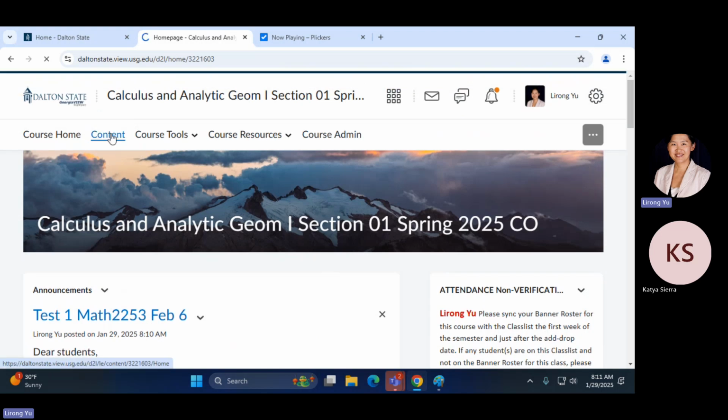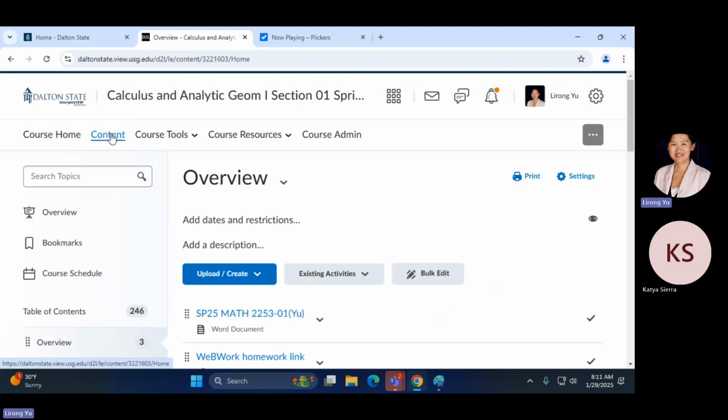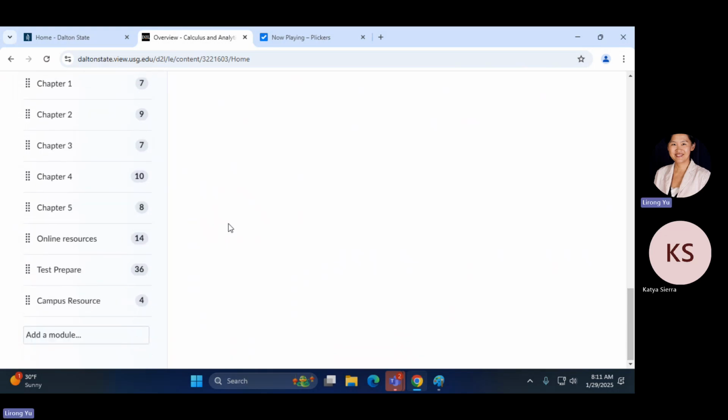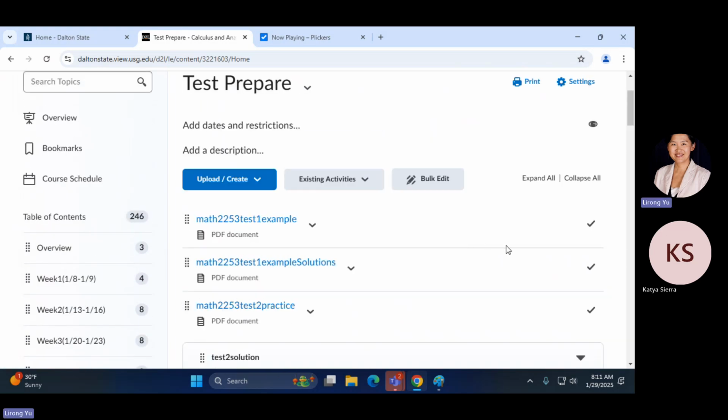All right, another thing about test preparation: I posted a test folder on Georgia View. If you open up content to the left, you can see test preparation. I posted a couple of practice questions for us to see how the test is organized and what kind of questions will be on it. If you look at the first two files, this is an example of what kind of questions will be on test 1.